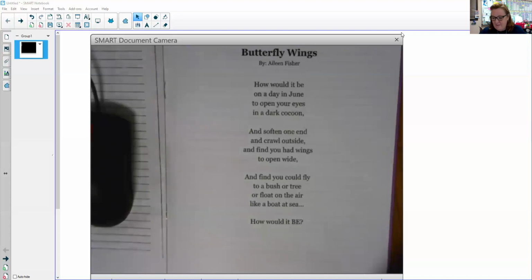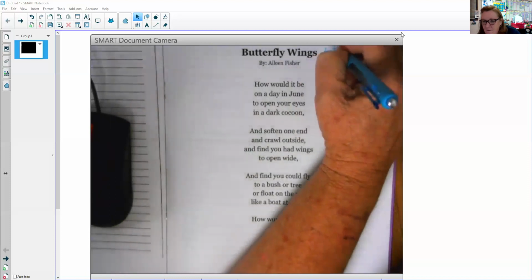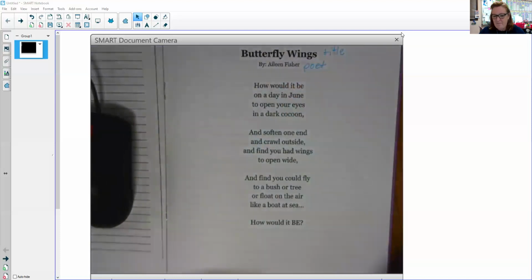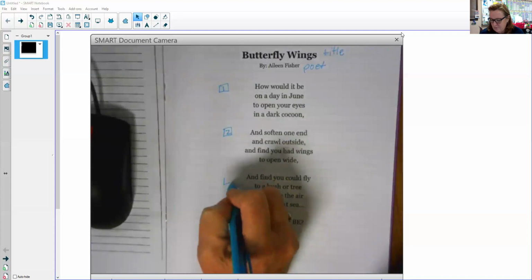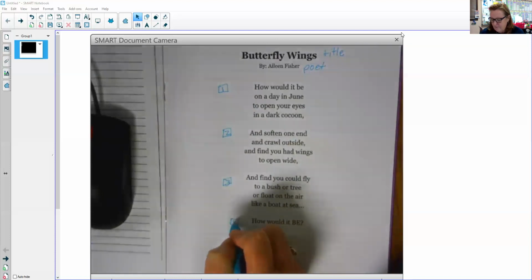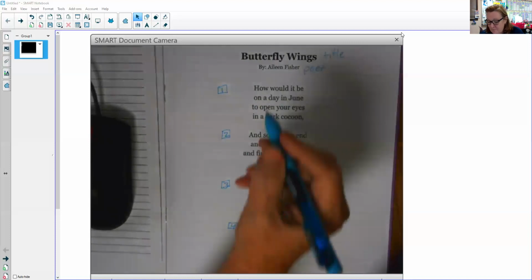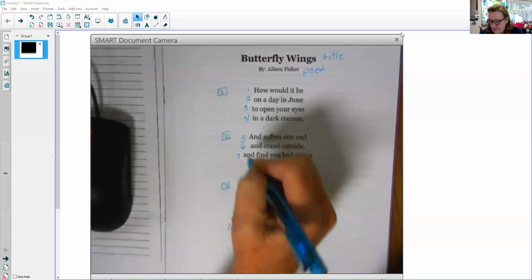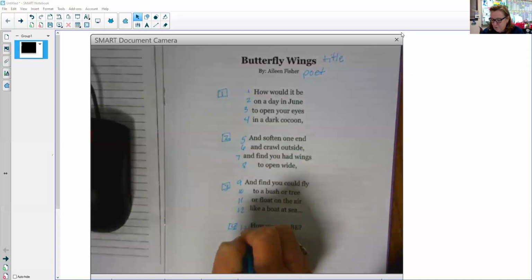Okay, if I look at this, I know that my title is Butterfly Wings. My poet is Eileen Fisher, and I have 4 stanzas. 1, 2, 3, and 4. And I can't really do my shortcut about numbering the stanzas because one of our stanzas only has 1 line. So we've got to label them all. Here we go. 1, 2, 3, 4, 5, 6, 7, 8, 9, 10, 11, 12, and 13. So we have 13 lines.